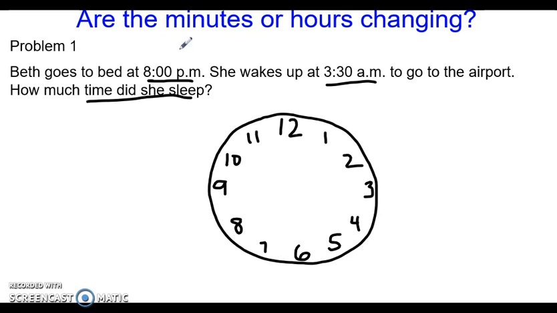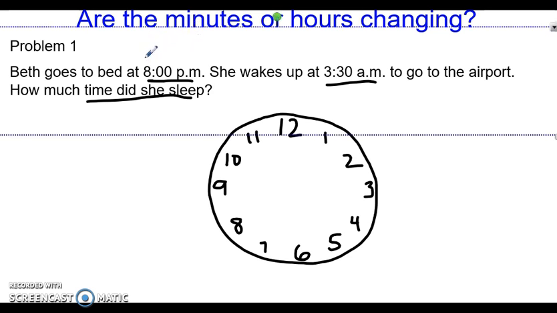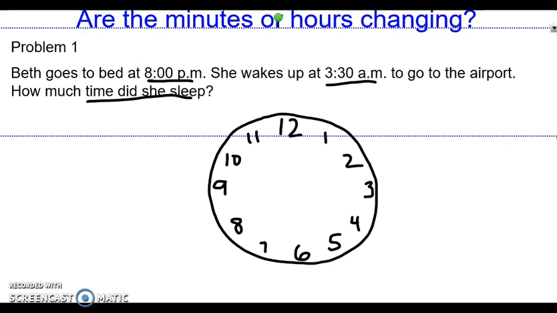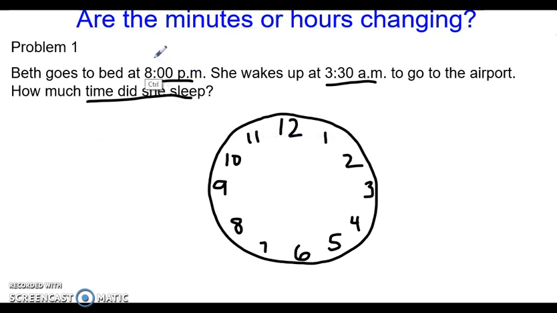So let's take a look. First, let's think about, are my hours or my minutes or both changing? So remember, in time, the first number represents the hours. The second part represents the minutes. So in my first time I have an 8, in my second time I have a 3. So my hours are changing, but my minutes are too, because in the first time I have 0 minutes, and in my next time I have 30 minutes.